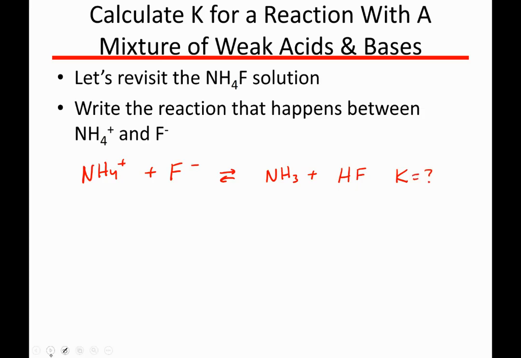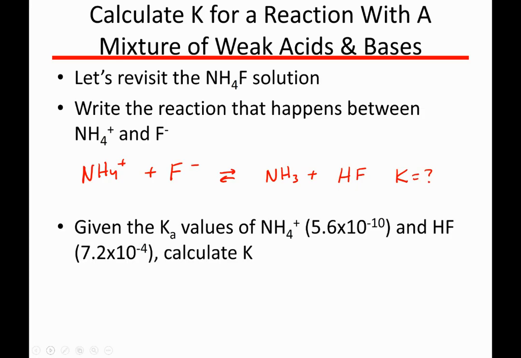And we want to find what the value of K is for this reaction, given the Ka values for our NH4 plus ion and for the HF molecule. So let's think about how we can use these Ka values to help us find the overall K for the reaction. What I'll do is start by writing what our overall goal of the problem is. So just rewrite the reaction.